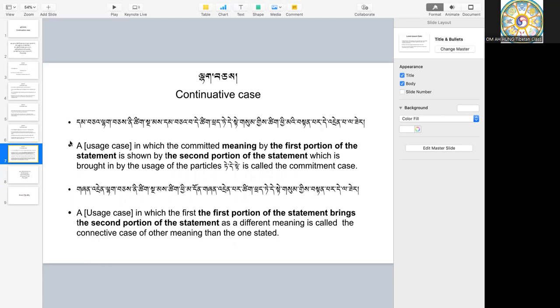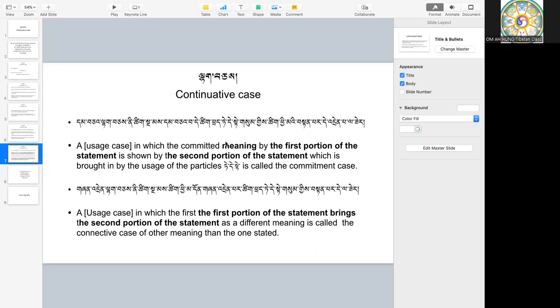It is a usage case in which the committed meaning is shown. So what I have done here is that for the words that need more clarification, I've just boldened them. They're bold, as you can see, meaning first portion of the statement, second portion of the statement. So when we talk about the committed meaning, we will discuss four different types of meanings during the usage case.